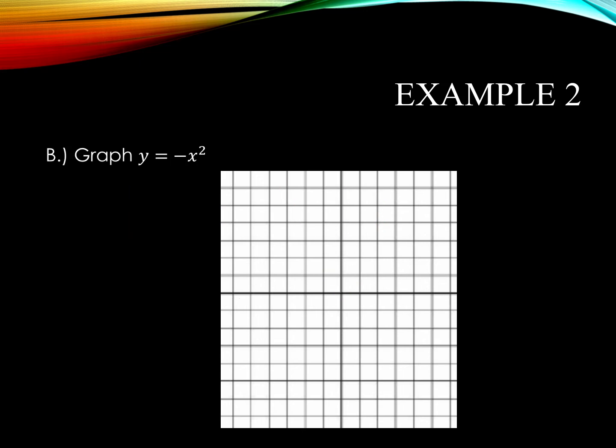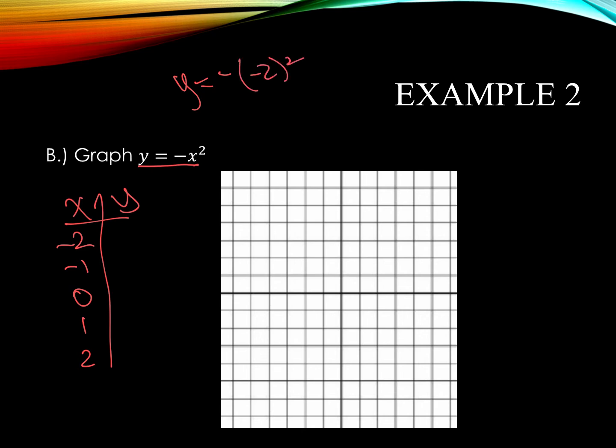Now we're going to do the same thing for part B of example 2. Again, I'm going to create my table. I have x, y. My graph is going to be of y equals -x squared. I'm still going to use my points of -2, -1, 0, 1, and 2. When I go to plug in that -2, I have y equals -2 squared. Well, order of operations tells me I have to do my exponent first. So -2 squared is actually going to give me a +4. Then I'm going to multiply that by the negative that I have in the front, so I end up with a -4.